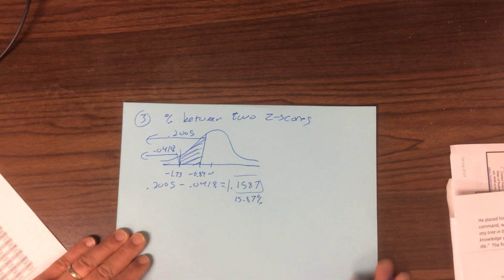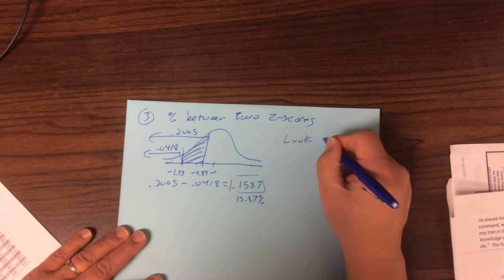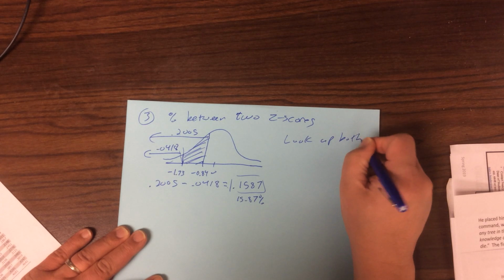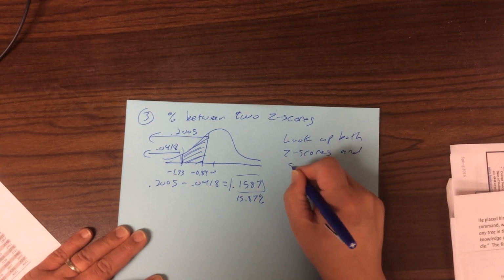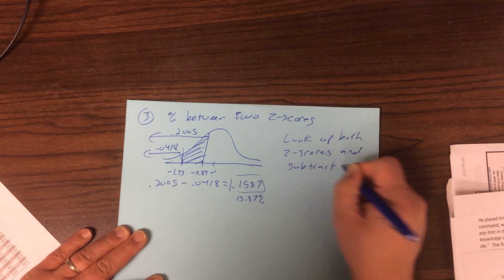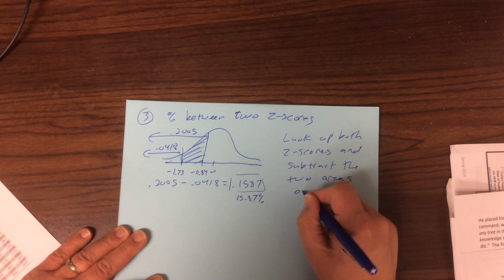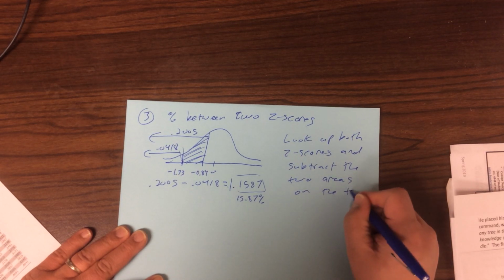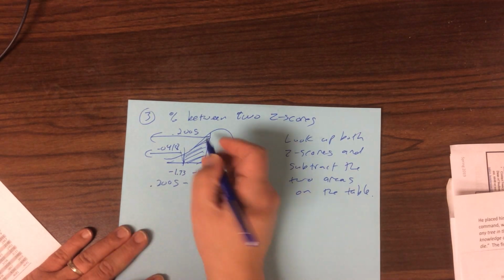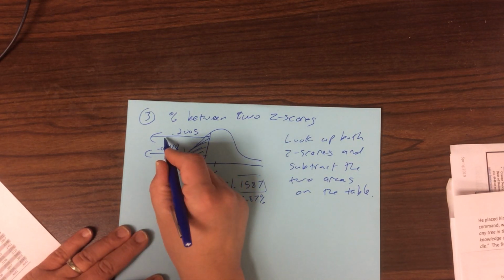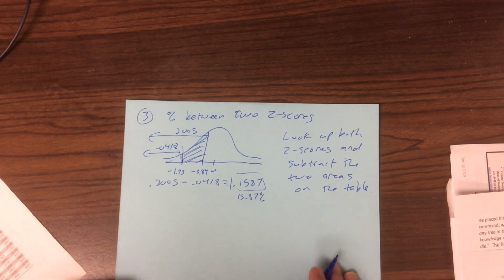So what's the percentage? 15.87%. Okay? So if I were to write a rule here, I would say look up both z-scores and subtract the two areas on the table. And it'll always be the larger area minus the smaller area, or the area for the z-score on the right minus the area for the z-score on the left. And that'll give you the area between.